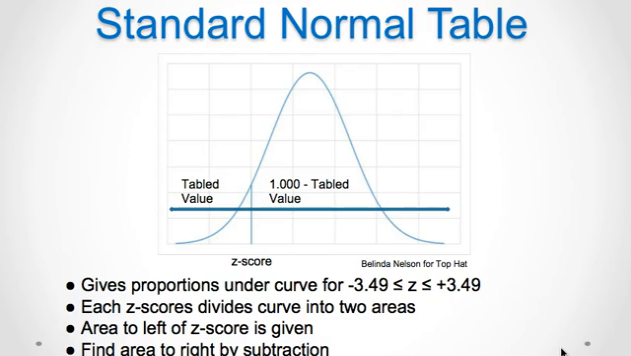Each z-score divides the curve into two areas, area to the left and to the right of the z-score. Area to the left of the z-score is given. Area to the right of the z-score is found using the complementary rule. Remember, probability of A prime, or the complement, is equal to 1 minus the probability of event A.